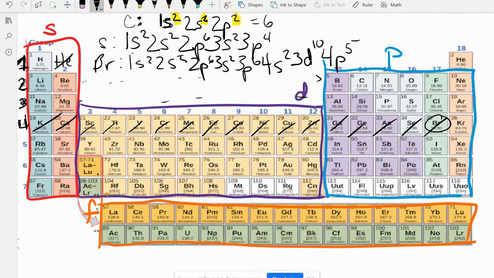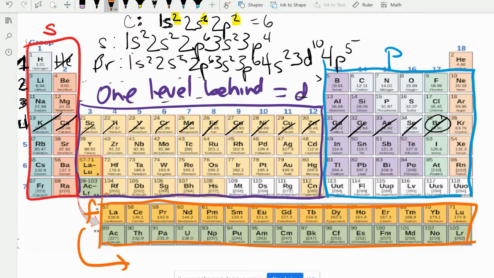Now I will make one other note here. So go ahead and copy this into your notes. The D block is 1 level behind. And make the note that the F block, you guys, is 2 levels behind.